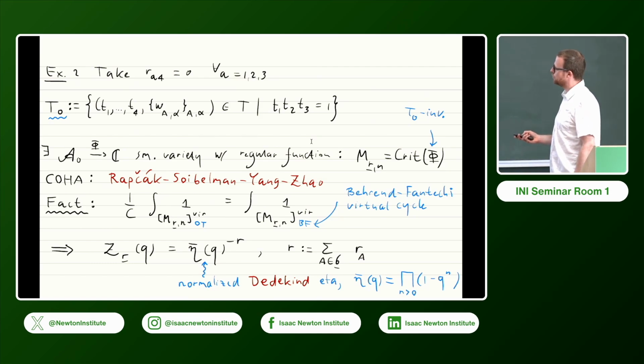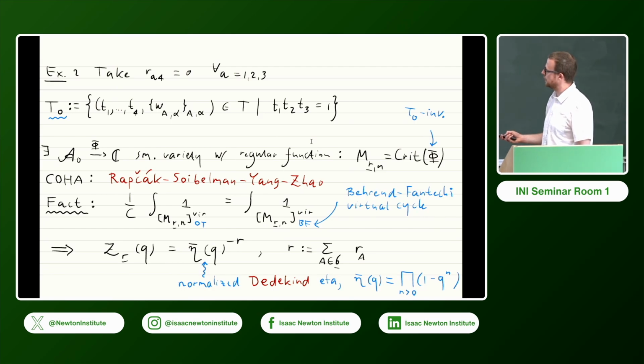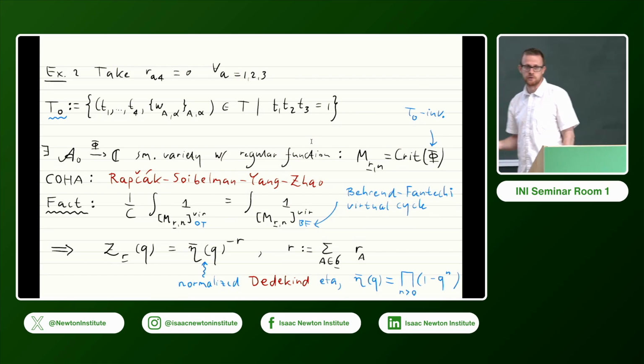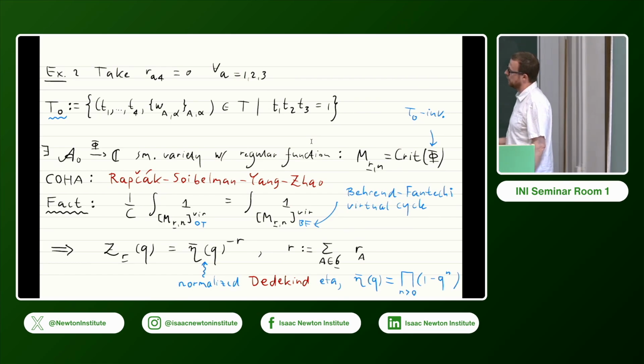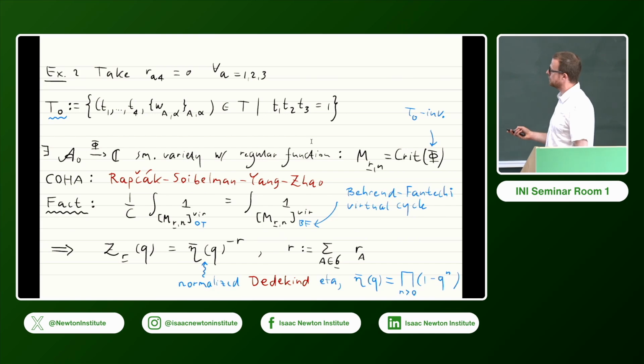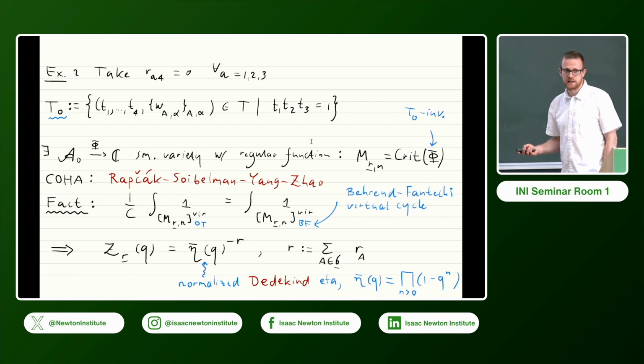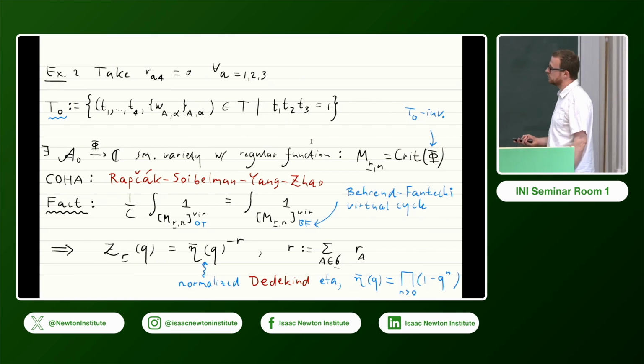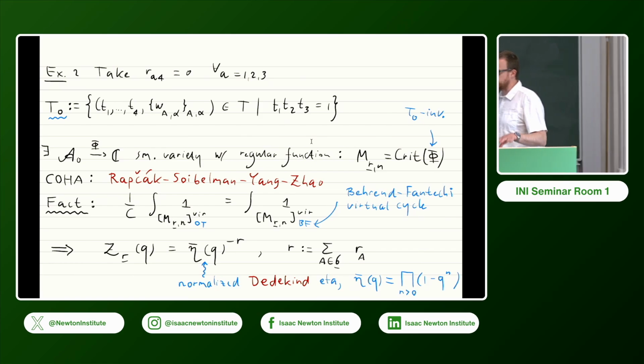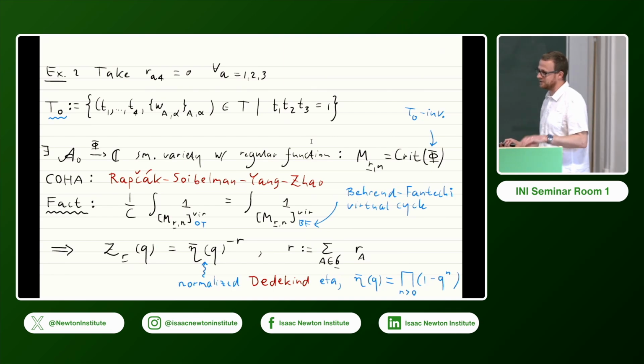In this case we have two virtual classes. We have the Oh-Thomas virtual class, but since we have this critical locus description, we also have a two-term symmetric obstruction theory, and therefore we have a Behrend-Fantechi virtual cycle too. And it's easy to show from the main theorem that they actually give the same answer. And for those in the audience who like the Behrend function, we also calculated the value of the Behrend function at all of the fixed points, and it turns out to be always +1 in this case.